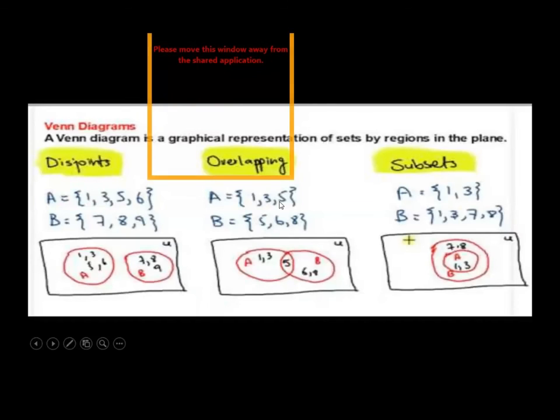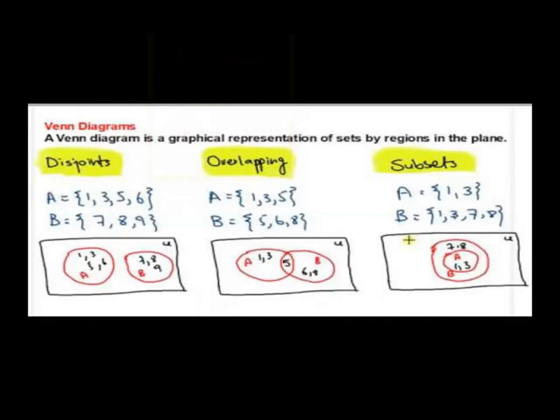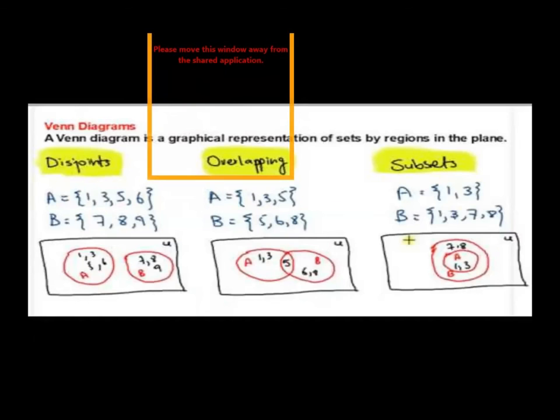Okay, now the Venn diagrams as well. A Venn diagram is a graphical representation of a set by regions in the plane. If you observe, the first example is a disjoint set. Why is it a disjoint set? Because the sets don't have any common element, meaning A equals {1, 3, 5, 6} and B equals {7, 8, 9}. So they both are disjoint sets because they don't have a common element.